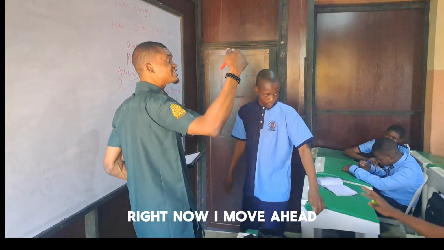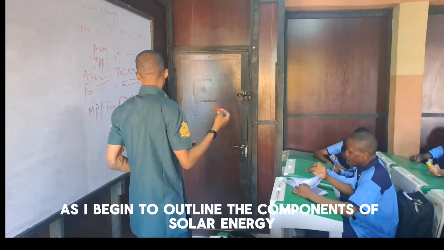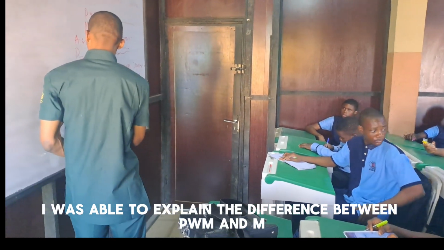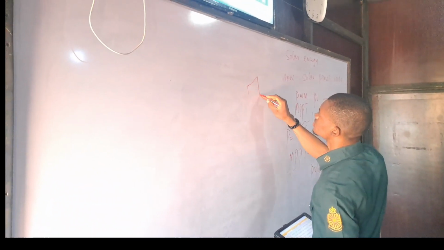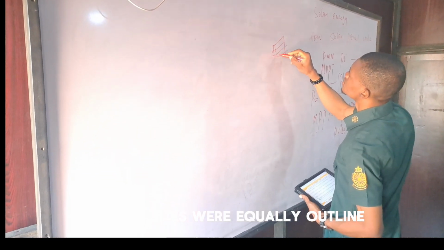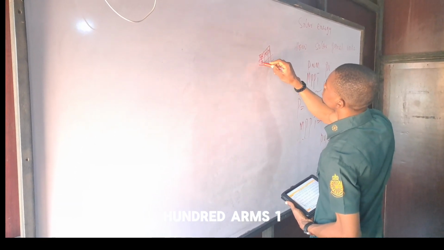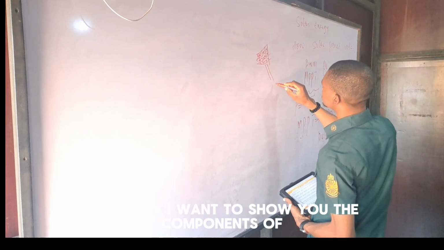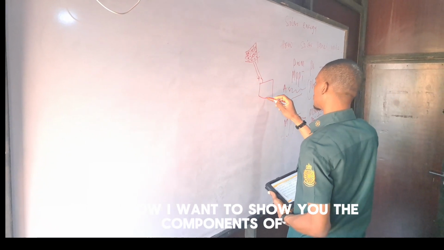So right now, I move ahead as I begin to outline the components of solar energy. In my explanation, I was able to explain the difference between PWM and MPPT charge controllers. The sizes were equally outlined, like I mentioned, 10 amps, 100 amps, 120 amps, as the case may be, depending on the size.